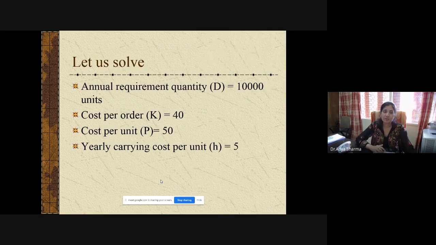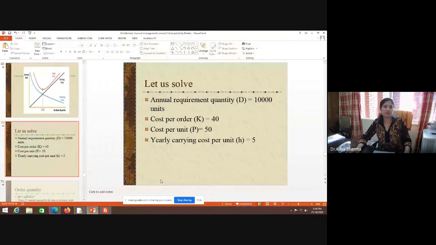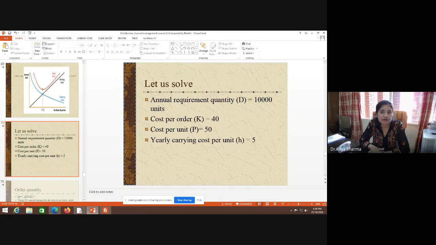At this point, I have an example with me. Maybe we'll take it towards the end of the class, or let's just do this example quickly. You have the formula with you. It says the annual requirement is 10,000 units. The cost per order is 40. The cost per unit is 50. And the yearly carrying cost per unit is 5. Can you find out the EOQ? Of course you can, because all the information that we need is here.